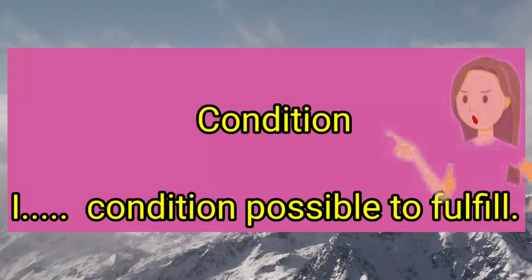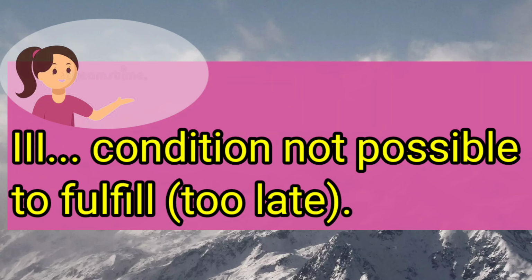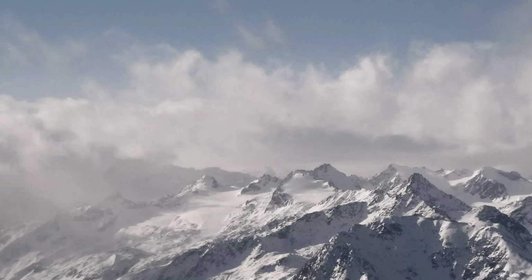And the first condition is a condition possible to fulfill. Where the condition is possible to fulfill, then you have to use the first condition. And then the second condition is a condition that in theory is possible to fulfill. It's a little bit hypothetical, theory based. And the third condition is a condition not possible to fulfill, too late. It is a little bit difficult to fulfill that condition. So in this condition you have to use type 3, the third condition.